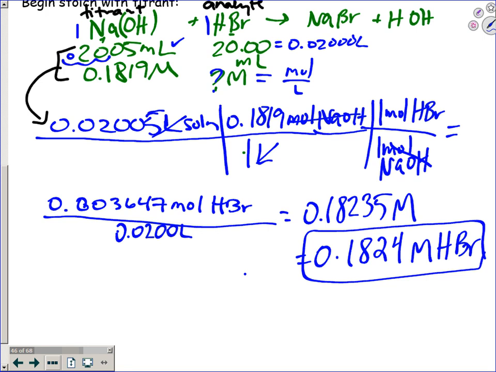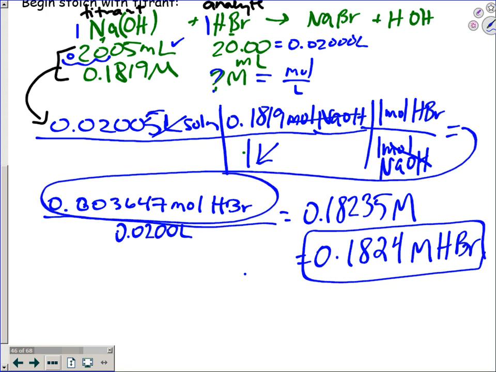So we took this, which is this right here. I know it's moles per liter. No, that's moles. No, so this liter cancels and this moles of sodium hydroxide cancels, but this is moles of HBr on top. This is on top, so I'm leaving it on top.